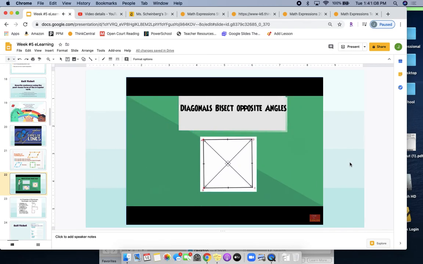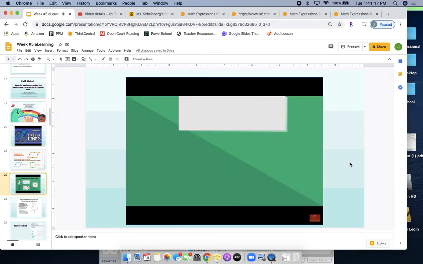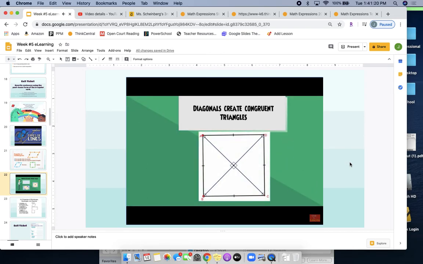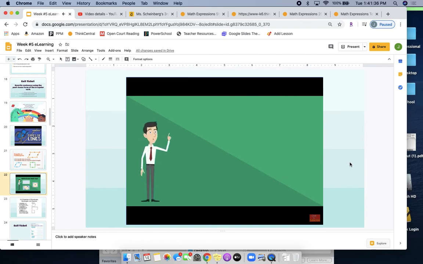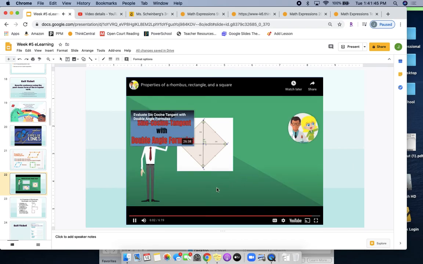The diagonals also bisect opposite angles and create equal 45 degree angles. As a result of the diagonals bisecting opposite angles, they create triangles that are congruent. Triangle ABC is congruent to triangle ACD. And finally, a square could be described as a rhombus with 4 right angles, or a rectangle with congruent sides.